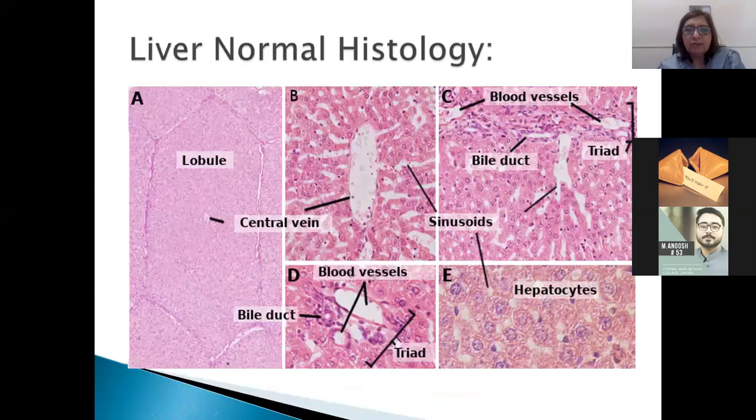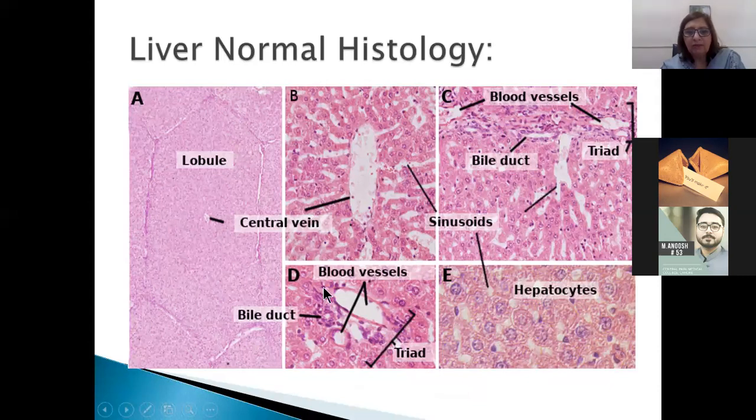This is the histological section of the liver showing central vein. This is also central vein. This is a low power view. This is the high power view. These are the sinusoids. What are sinusoids? They are the vascular spaces lined by fenestrated endothelial cells, as I've told you. And this is a portal tract or portal triad, which is composed of blood vessel, hepatic artery, portal vein, and bile duct. And all of these are hepatocytes.